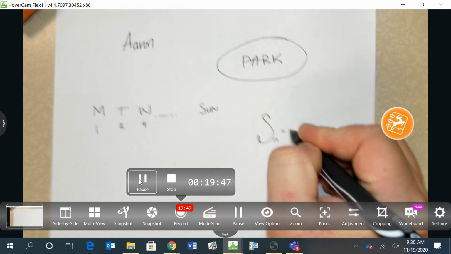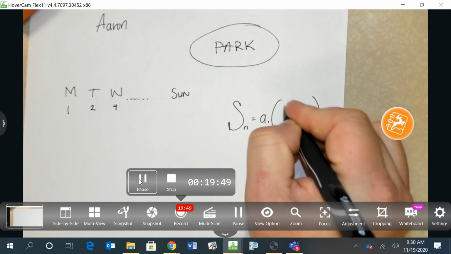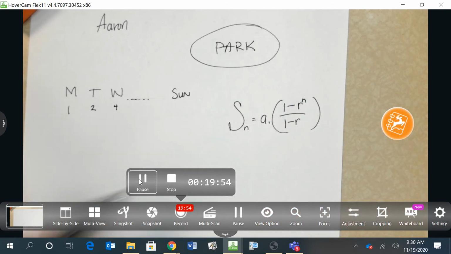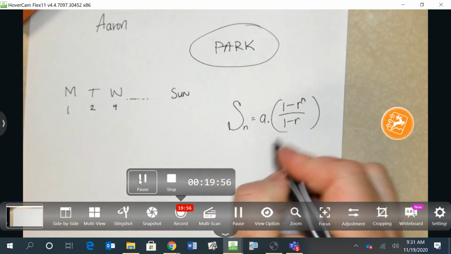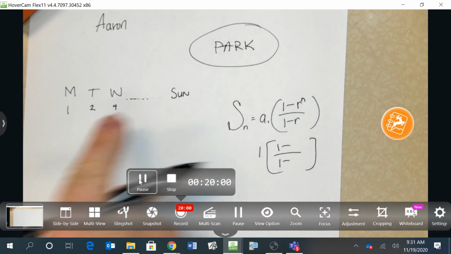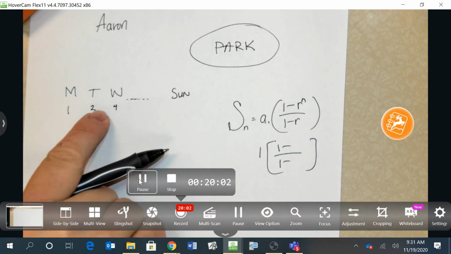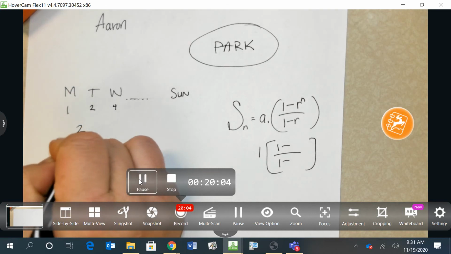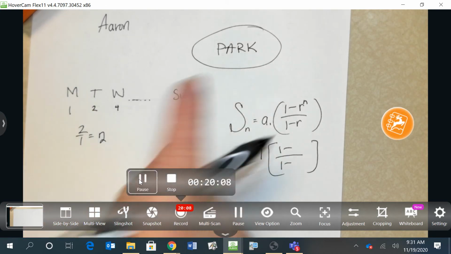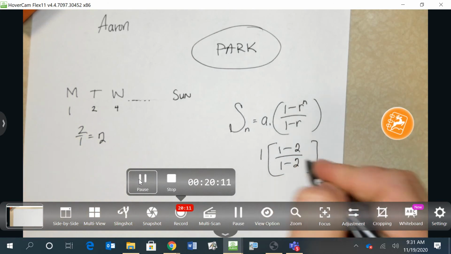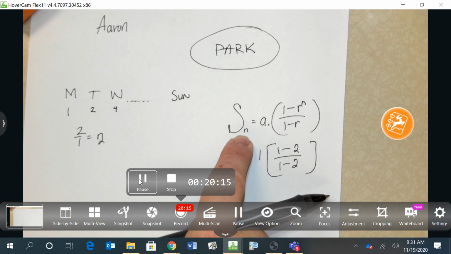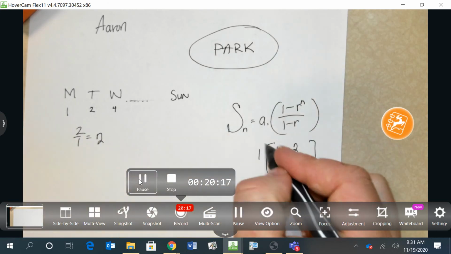So I'm going to write down the general equation once again. What do I know? Well, I know the first number is 1. Now, how do I figure out the rate? Well, I always take the second and divide it by the first. So it looks to be 2. 1 times 2 is 2. 2 times 2 is 4. Okay, it looks good. So the rate is 2. It's doubling each day. Now, how long is he going to do this? He's going to do it for 7 days. 1 week is 7 days.